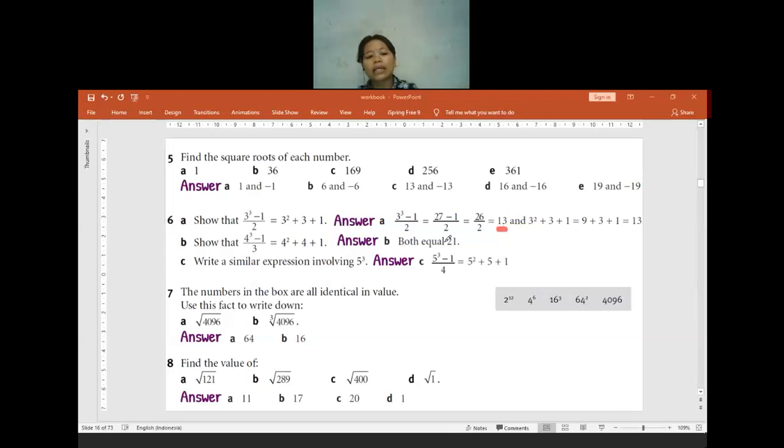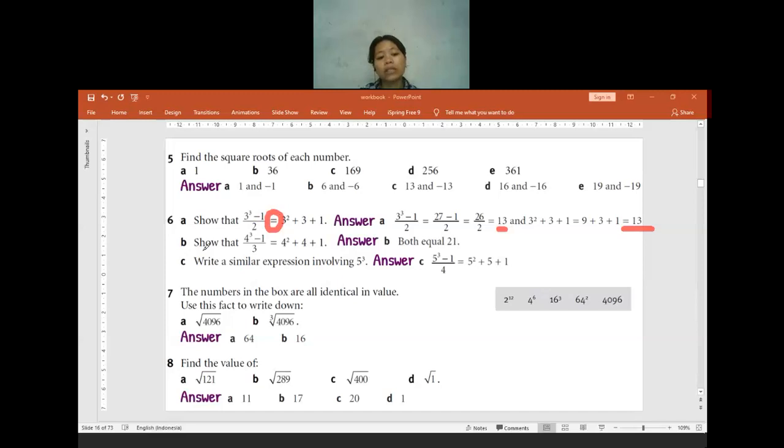Now I'll check the right side. 3 to the power of 2 is 9. 9 plus 3 plus 1, the answer is 13. So yes, this is correct: the left side and the right side have the same answer, which means the equation is correct. The equal sign here means the result on the left side has to be equal to the result on the right side. It has to be balanced.